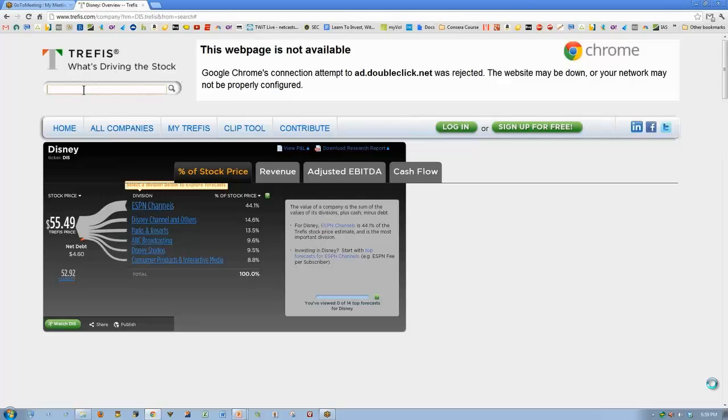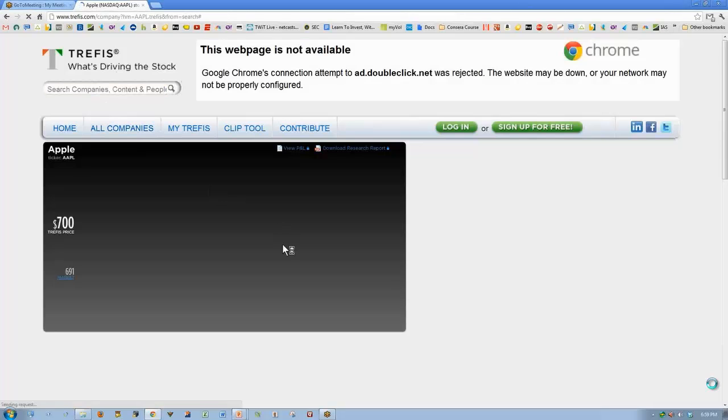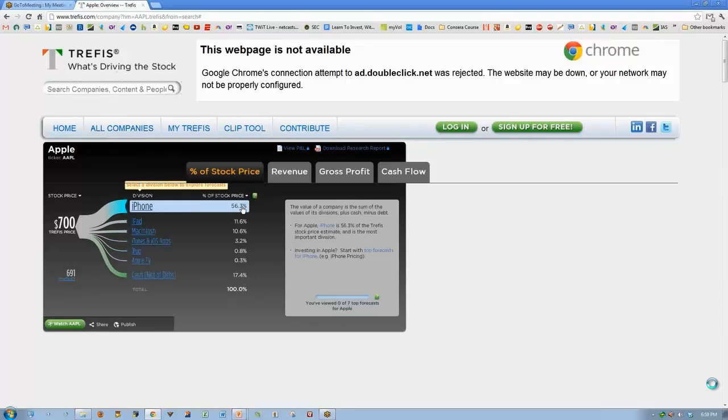As a real interesting one, let's do Apple. We should see a real similar thing. So here's 56% of Apple is from iPhone, 12% is from iPad, a little over 10% from Macintosh, 3% from iTunes and apps, less than 1% from iPod, even smaller for Apple TV, and then they've got 17.5% of their value is cash.